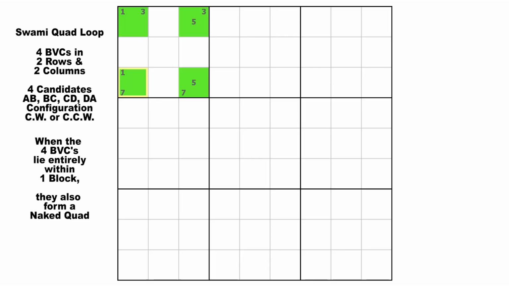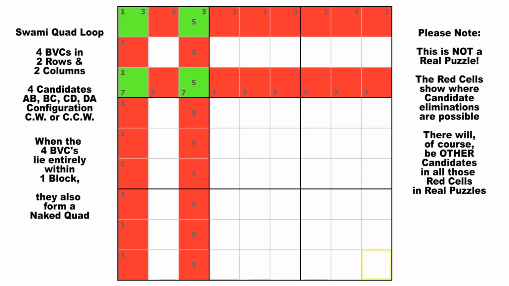So when the 4 cells of the Swami Quad Loop lie entirely within one block, you can make candidate eliminations in 5 houses: the 2 rows, the 2 columns, and the block, like this. So you can eliminate the 3s from row 1, the 7s from row 3, the 1s from column 1, and the 5s from column 3, but you can eliminate all 4 of those candidates from this block. So you can eliminate 1, 3, 5, and 7 from all 5 of those cells.